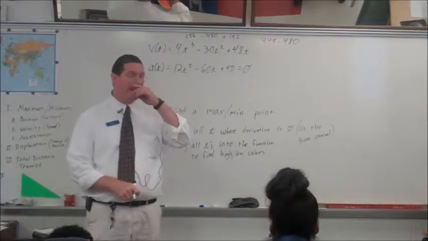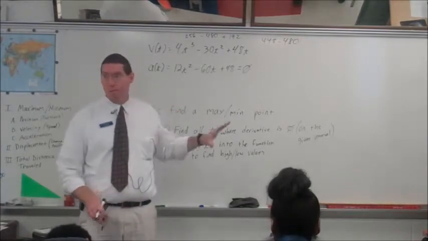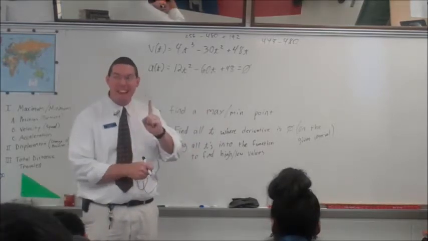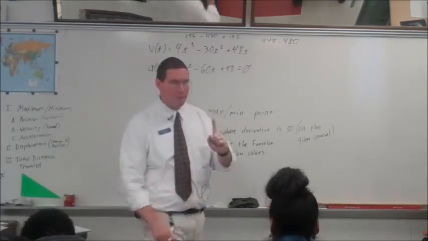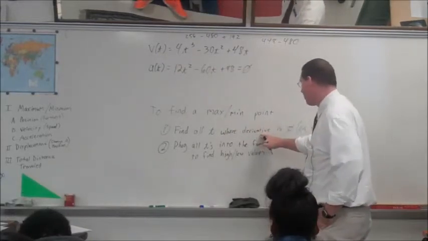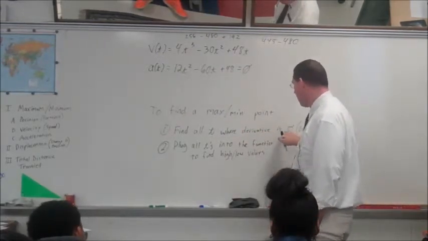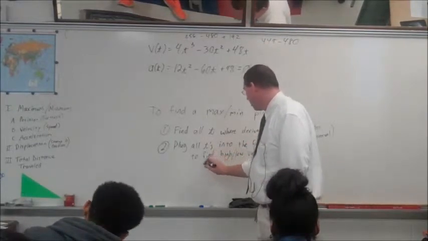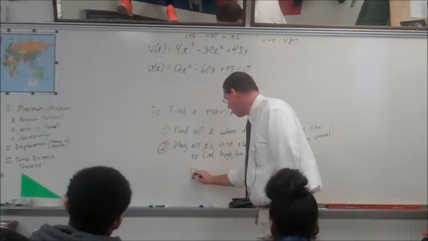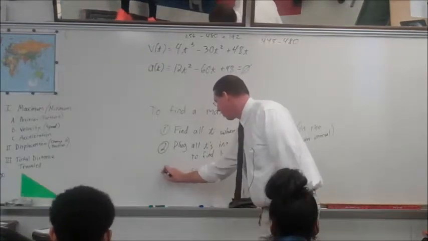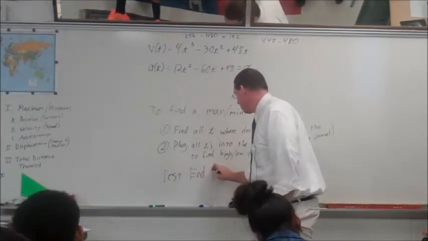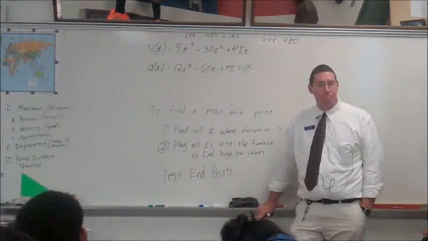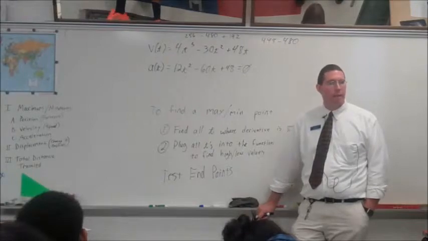I did leave one thing out here, because we're going on simplicity right now. I'm going to make it official later, but I'm going to say it now. You also have to identify all t's, I'm just going to write it like this: endpoints. You also have to test the endpoints, because it's possible that your maximum or your minimum occurs at the very beginning or at the very end of the interval.